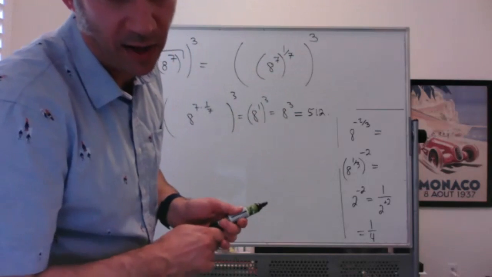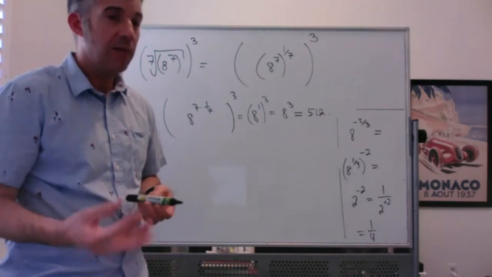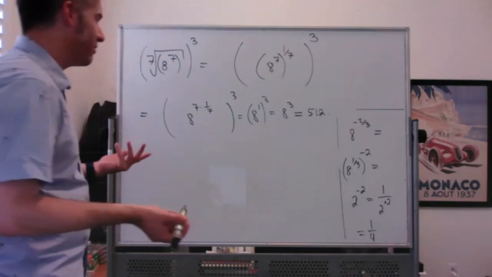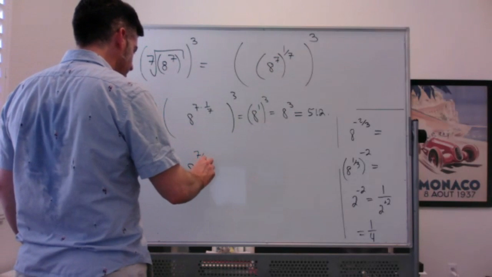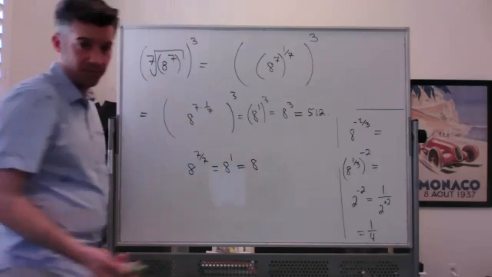Here's what I would say about that question. So 8 to the 7/7 isn't wrong, but it's not as simplified as possible. 8 to the 7/7 is correct, but 8 to the 7/7 is 8 to the 1st, which is just 8.